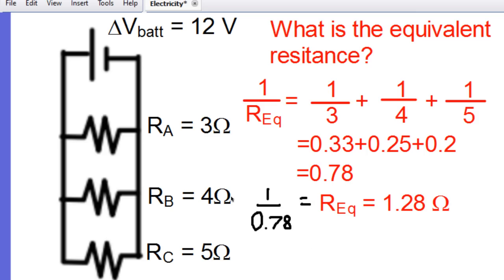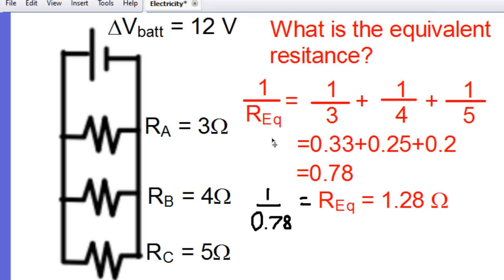Now, this next thing is always true, so listen carefully and write it down. In parallel, the equivalent resistance is always smaller than the smallest resistor. I'll say that again. In parallel, the equivalent resistance is always smaller than the single smallest resistor. The single smallest resistor here is 3 ohms. My equivalent resistance is smaller than that, and that will always be true.